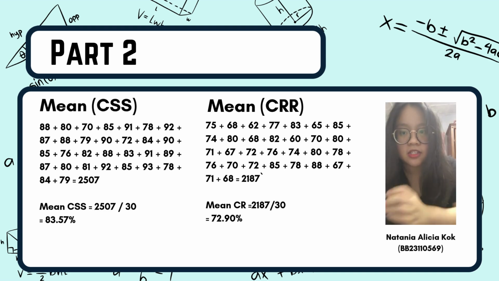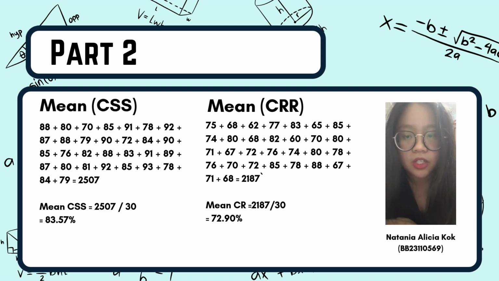For CSS, we totaled all 30 data points and divided by 30, giving us a mean of 83.57%, as seen in the calculations on the slides. For the CRR, customer retention rate, we did the same and found the mean to be 72.90%. This tells us that, on average, customer satisfaction is higher than retention.